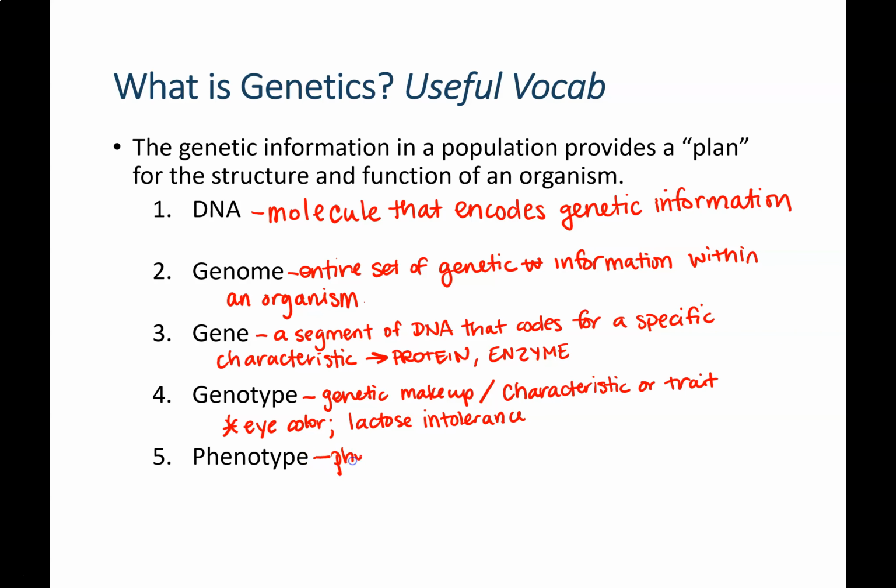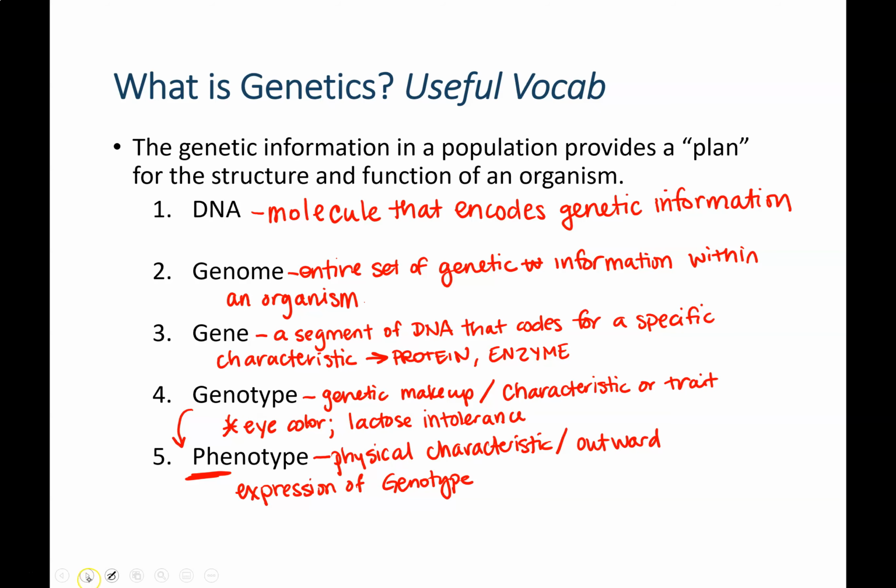Phenotype is going to be the physical characteristic that you see, or the outward expression of that genotype. So I remember this by physical characteristic or phenotype. Phenotype is what you actually see in the individual, whereas genotype is basically the genetic code that produces your particular phenotype.